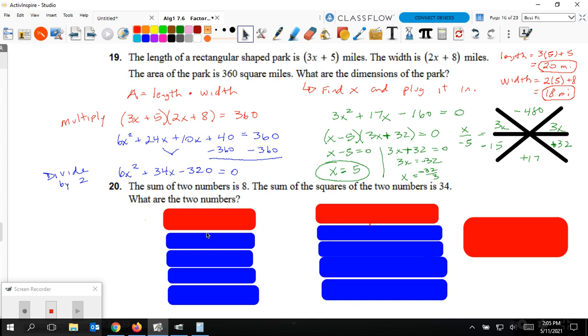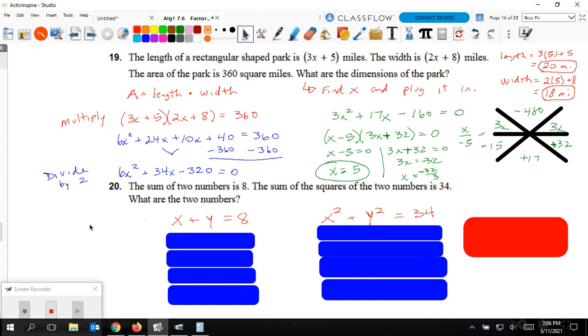But basically it's like this. Your two numbers are x and y. They might be different numbers. x plus y equals 8. And then if we square them, it's going to equal 34. So x squared plus y squared would equal 34. So basically we just need to figure out two numbers that would add to give us 8, and that when we square those two numbers, they add to give us 34.